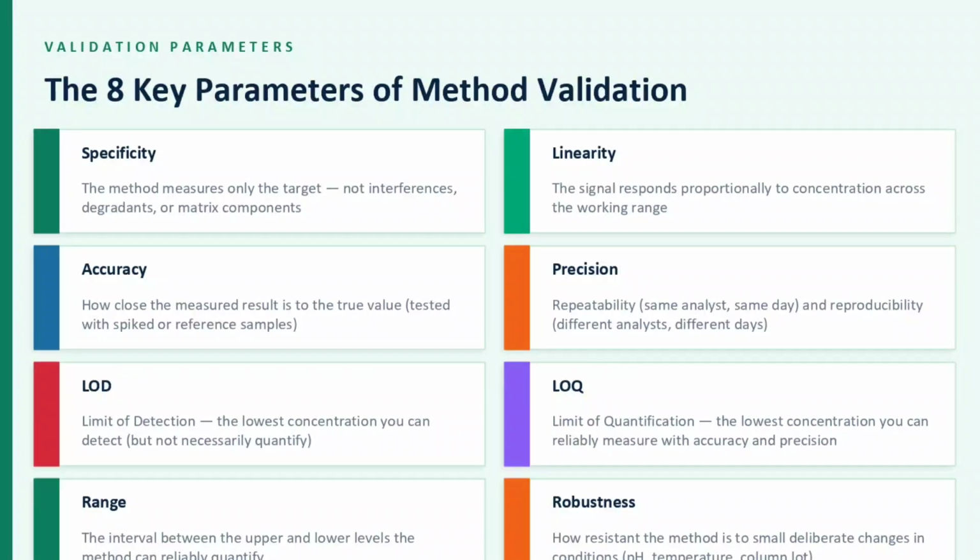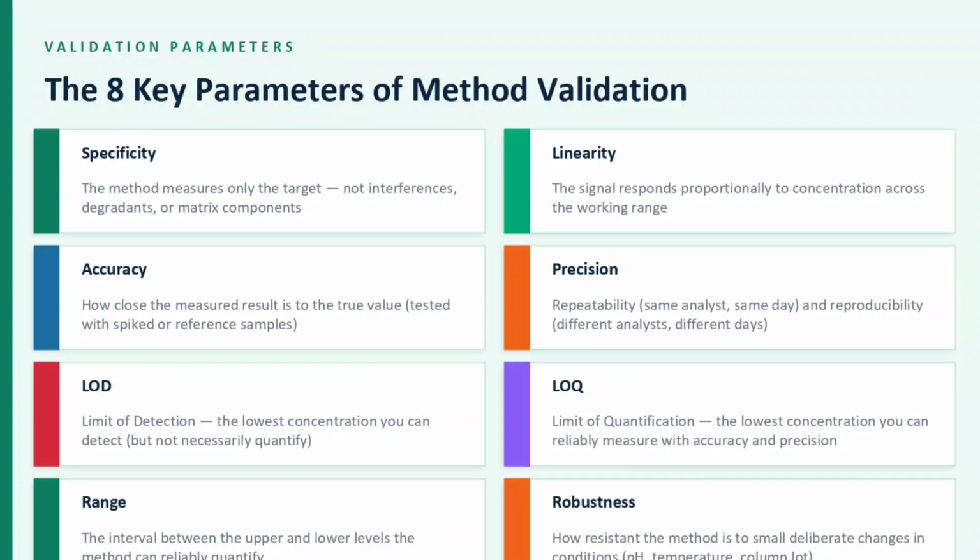It is the point where you can say something is present, but you cannot say exactly how much. LOQ is the limit of quantification. This is the lowest concentration that can be reliably measured with acceptable accuracy and precision. LOQ is always higher than LOD. Below the LOQ you can detect but not measure. Above the LOQ you can measure with confidence.